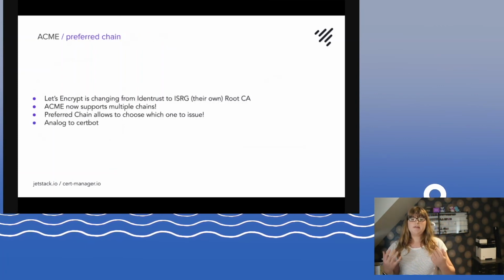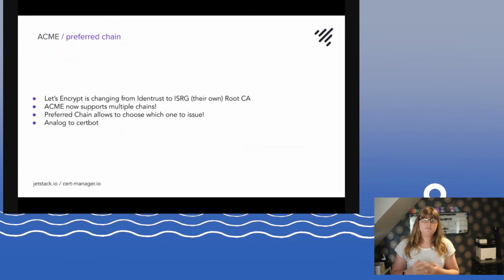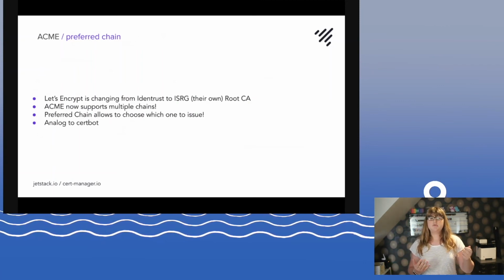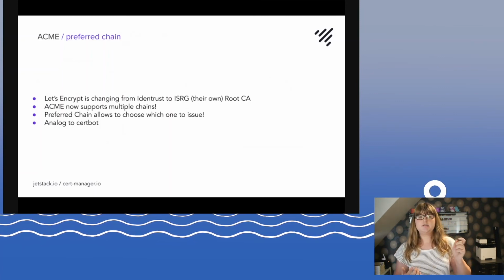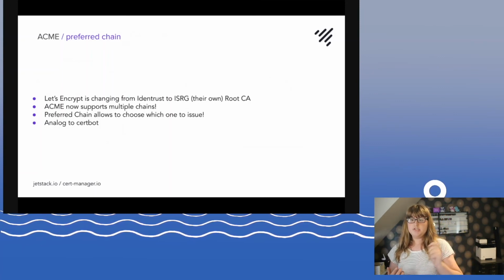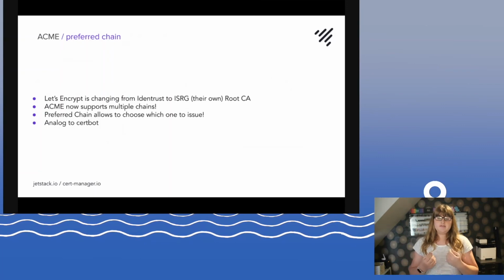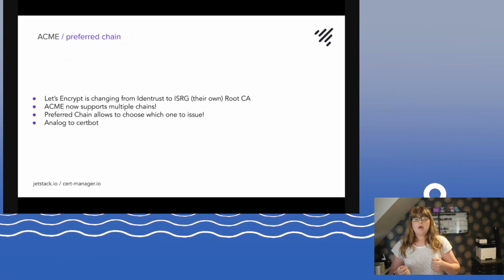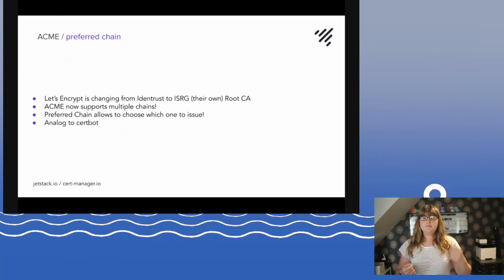The next thing we added is the preferred chain function. You may or may not know that Let's Encrypt is changing over from cross-signing with IdenTrust to their own root certificate authority, the ISRG root. For that, ACME now supports issuing certificates from multiple chains. And then cert-manager can now just pick a chain for you.